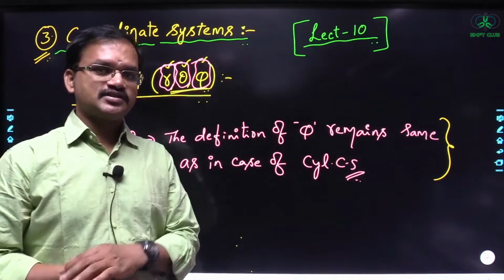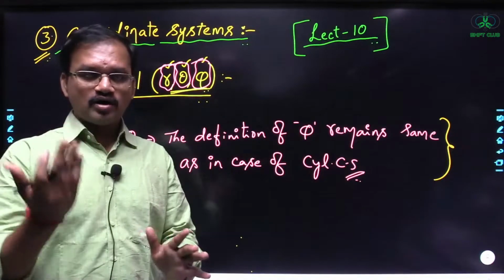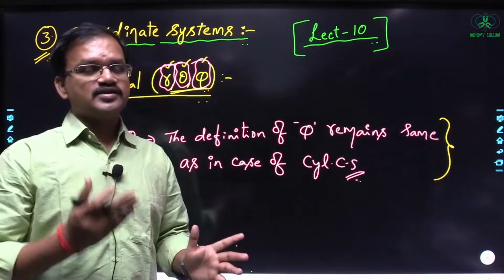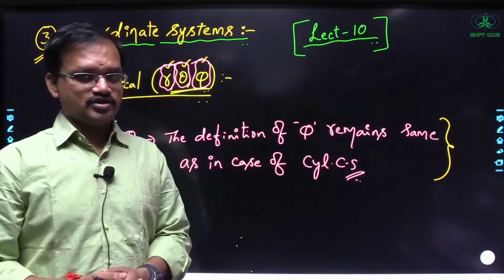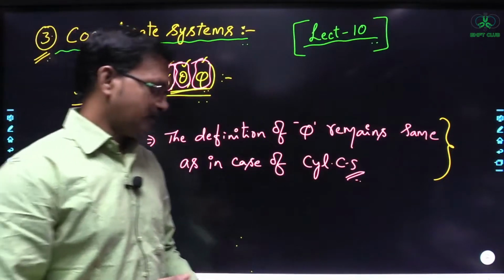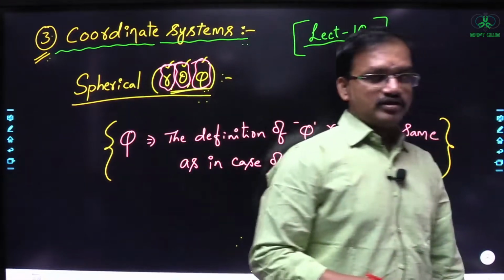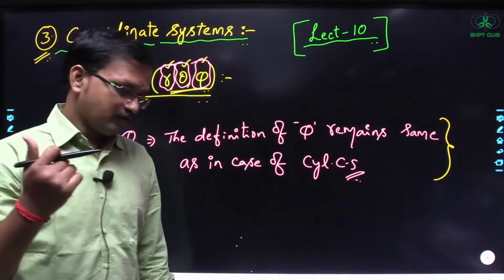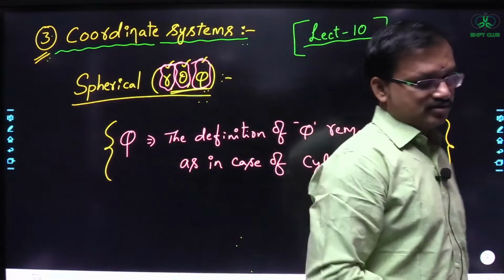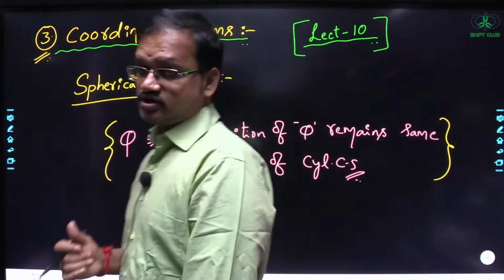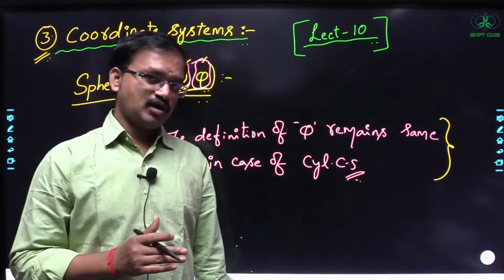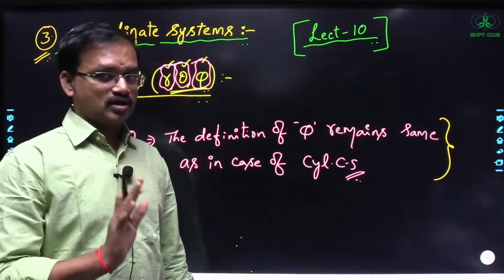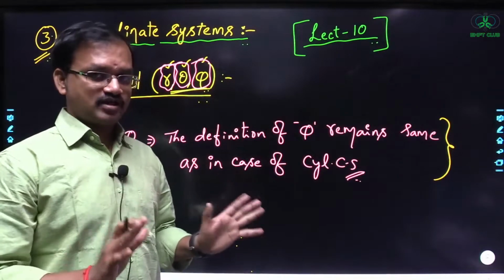The only difference is that there we considered all the horizontal circles to be of the same radius, whereas in the spherical coordinate system the radii of the horizontal circles change. That is the only difference. The definition of phi remains the same: there we measured phi with respect to the x-axis, and here also we measure phi with respect to the x-axis. As phi varies, you move along the circumference of the horizontal circle. So everything else remains the same.